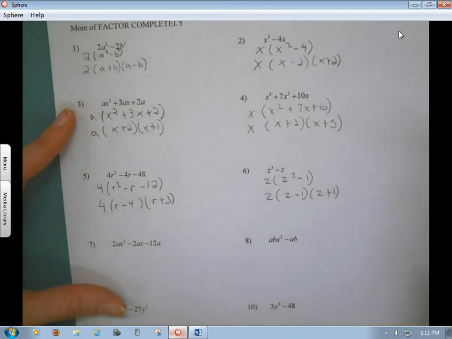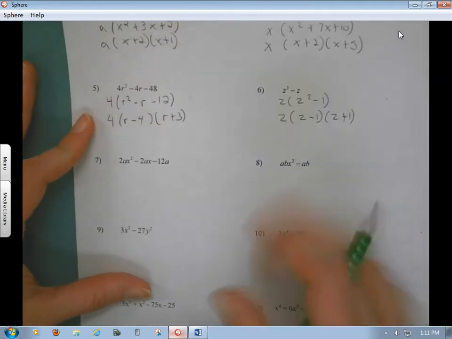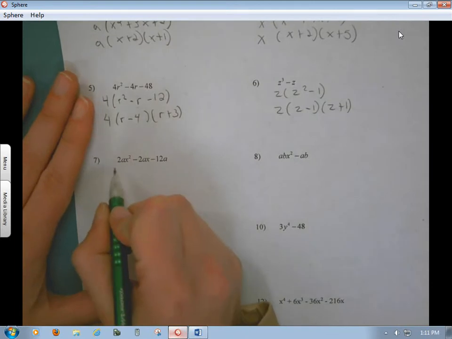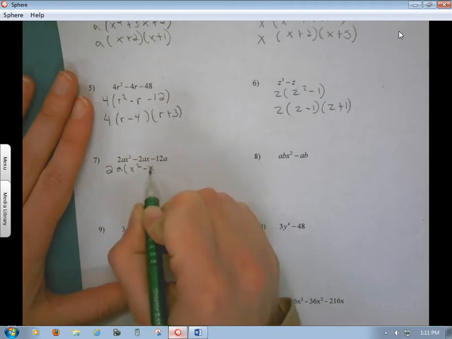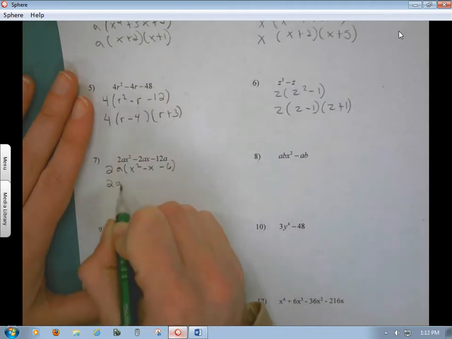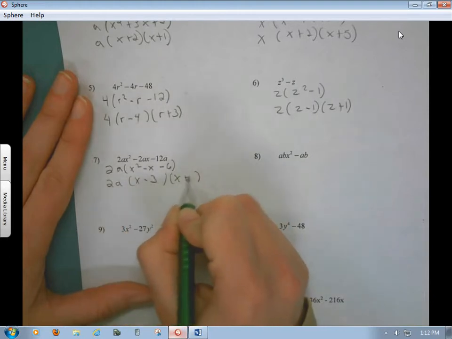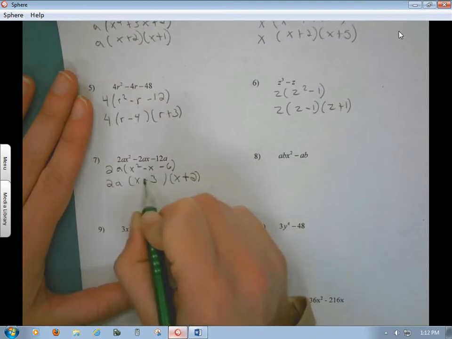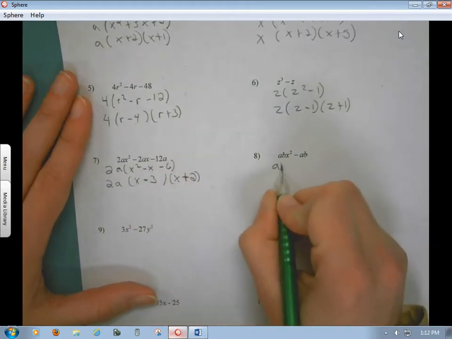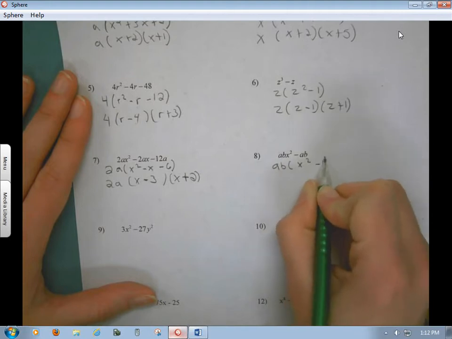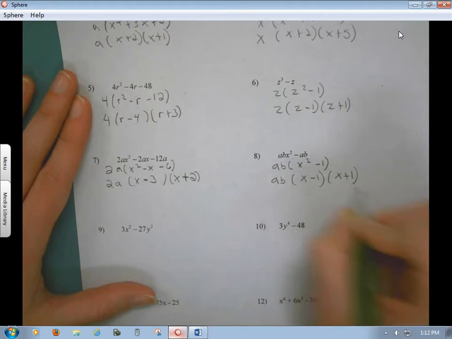Okay. Hopefully so far so good. Number 7, we're going to pull out a 2a as the GCF, and then we're going to factor that trinomial. Two times negative 3 is negative 6. Negative 3 plus 2 is negative 1. Factor out the GCF. Difference of 2 squares. That one's done.